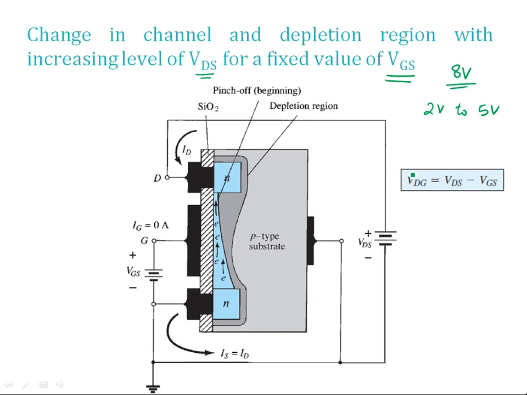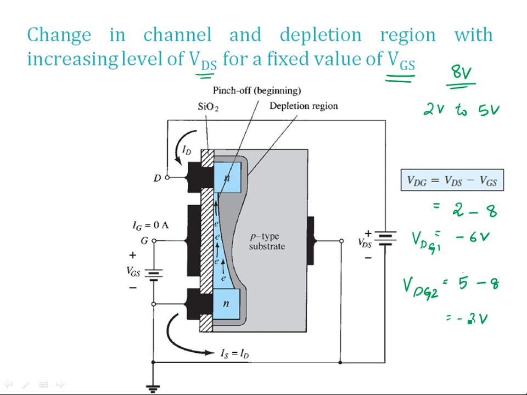What will happen to the voltage VDG? What is VDG? The drain to gate voltage. VDG is VDS minus VGS. So what is VDS? Initially it is 2 volt and then VGS is 8 volt. It is constant. So it is minus 6 volt. And now you have increased VDS to another value. So this is VDG1. Now what is VDG2? You have increased VDS to 5 volt, maintaining VGS constant at 8 volt. Now it is minus 3 volt.